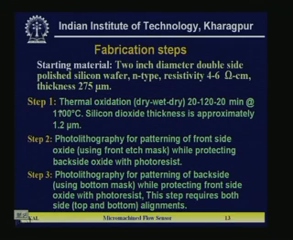Step 1 will be thermal oxidation, which normally uses dry, wet, dry: 20 minutes, 120 minutes and 20 minutes at 1100 degree centigrade. Silicon dioxide thickness is approximately 1.2 micrometer. The next step is photolithography for patterning of the front side oxide, which was grown in step 1, using the front edge mask while protecting the backside oxide with photoresist. What did you do in this particular step?